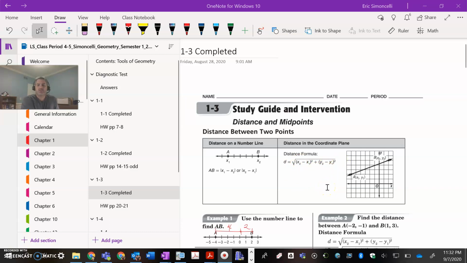In some cases, the answer will be a nice number. In some cases, it will not. It will be irrational versus rational, which we'll see here in a little bit.